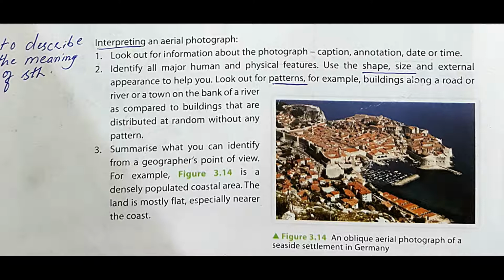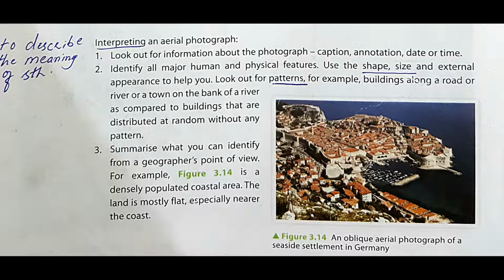Look out for patterns, for example, buildings along a road or river, or a town on the bank of a river, as compared to buildings that are distributed at random without any pattern. Students, pattern is the arrangement of objects in the landscape. What is pattern? Pattern is the arrangement of objects in the landscape, and these objects may be arranged randomly or systematically, and these arrangements can be natural or man-made.